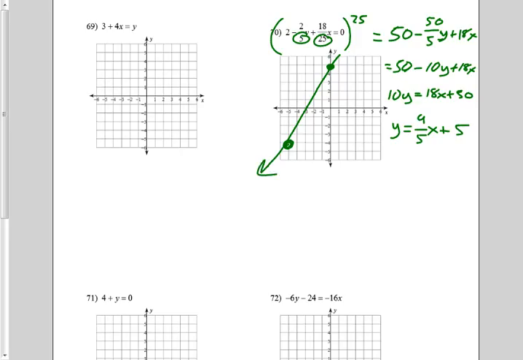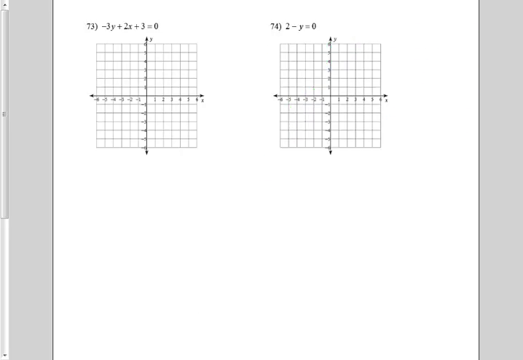So even though that looked very complicated, we were able to just multiply through by 25 and get that. Again, all of these we're going to have to solve for y first, and then graph it. You should be careful of one last thing. This occurred in 74. When I solve 74 for y, I get y equals 2. This is one of those special lines. That's a horizontal line that goes through y equals 2. Just like so.